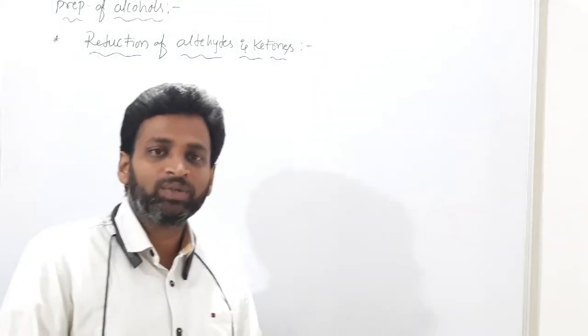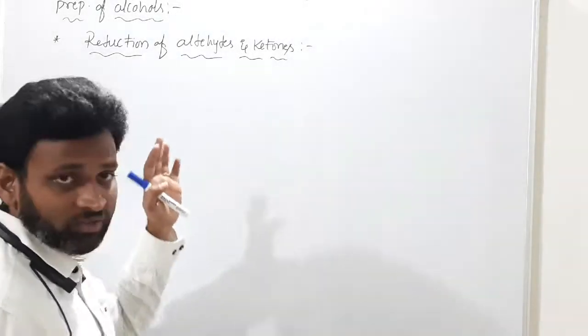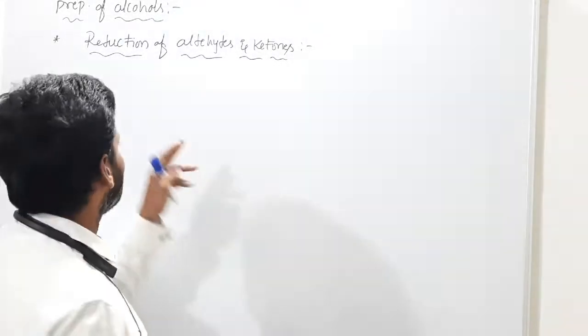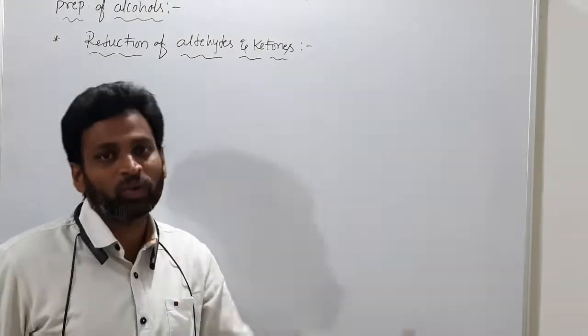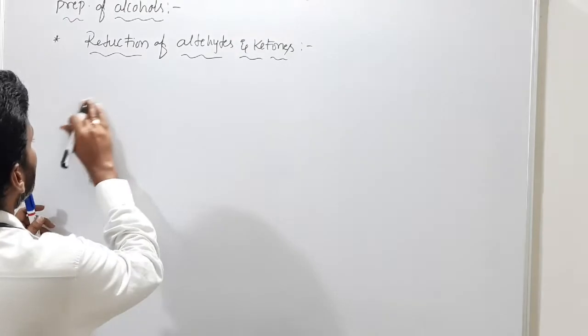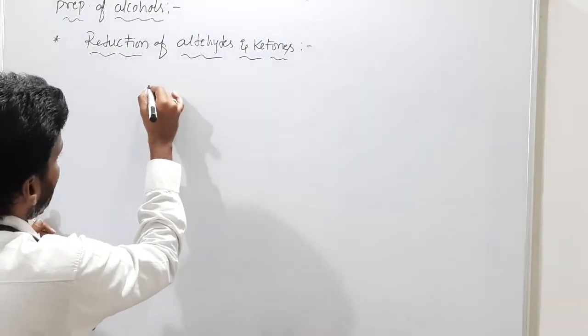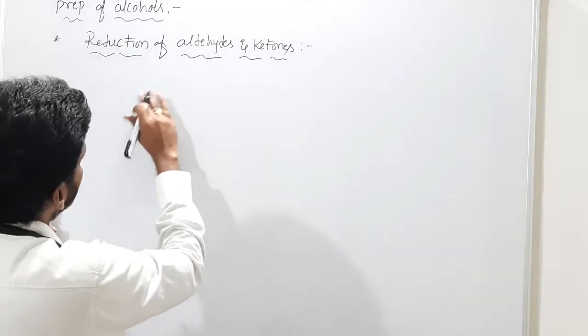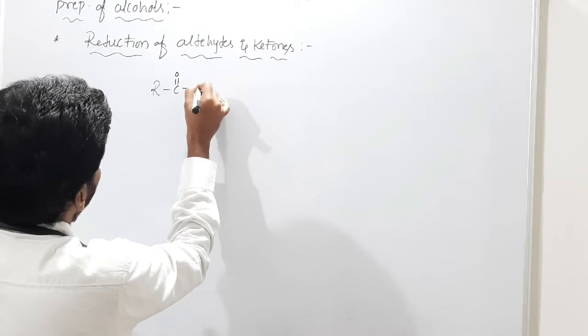Now we will continue with the preparations of alcohols. Previously what we discussed I won't repeat. So now, reduction of aldehydes and ketones. Okay, so what happens in this? Reduction of aldehydes and ketones means RCHO, RC double bond O, H.